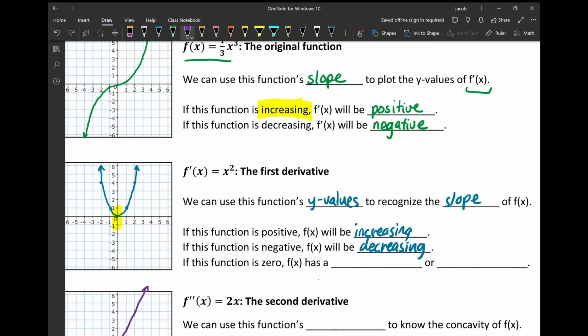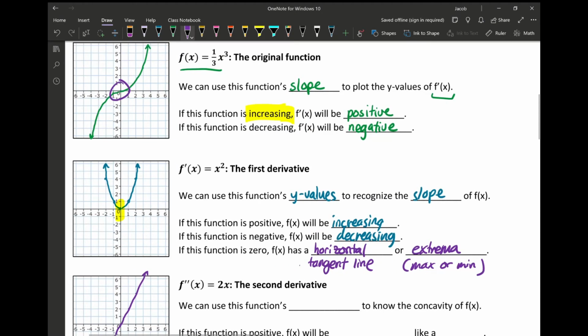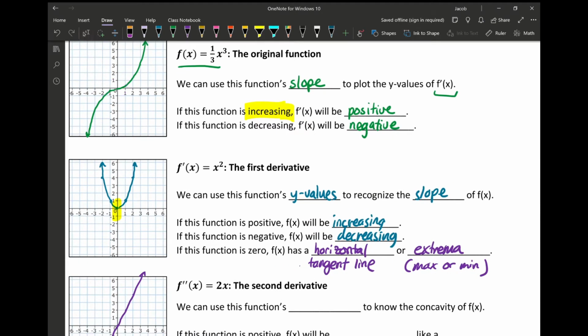So what is happening right here? It has a horizontal tangent line. It doesn't really fit as an extrema, and we know an extremum is a max or min. So this cubic function has just a horizontal tangent line that is not a max or min on this function.